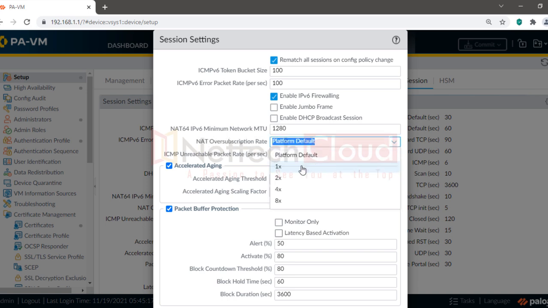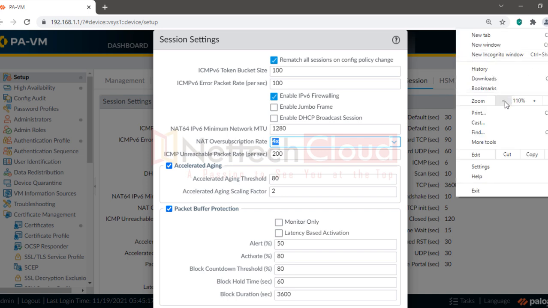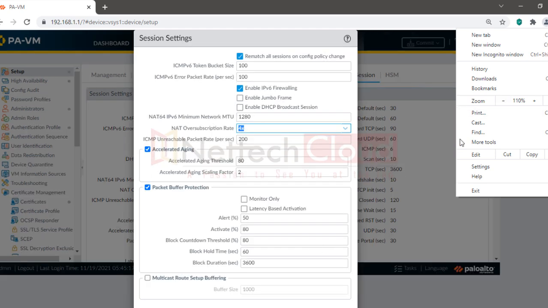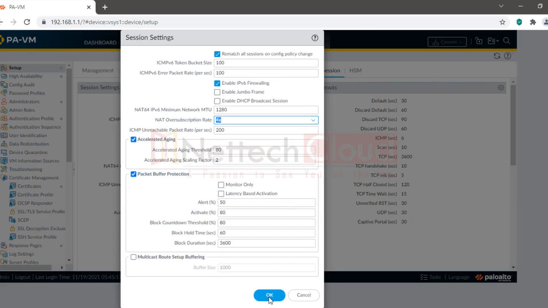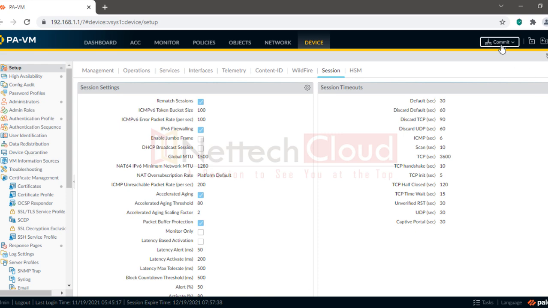can be 1x, 2x, and 1x means what? Basically, no NAT oversubscription. 1x means no NAT oversubscription. And if I select 4 here, it means 64,512 multiplied by 4. So we have now increased the number of concurrent sessions. And let me decrease the font size so that the space can be adjusted properly, and hit OK, commit.